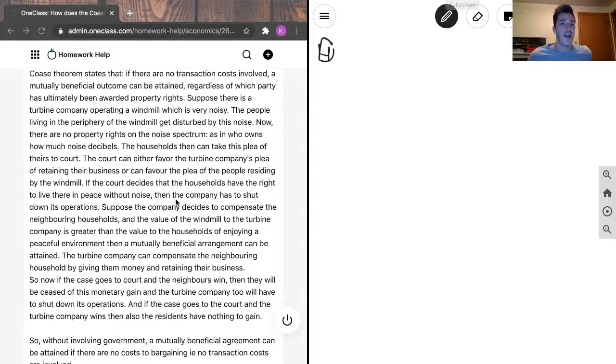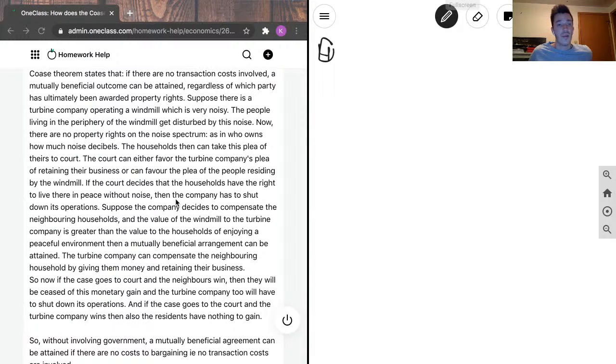decibels. The households then can take this plea of theirs to court. The court can either favor the turbine company's plea of retaining their business, or they can favor the plea of the people residing by the windmill. If the court decides that the households have the right to live there in peace without noise, then the company has to shut down its operations. They won't be able to run the windmill anymore.